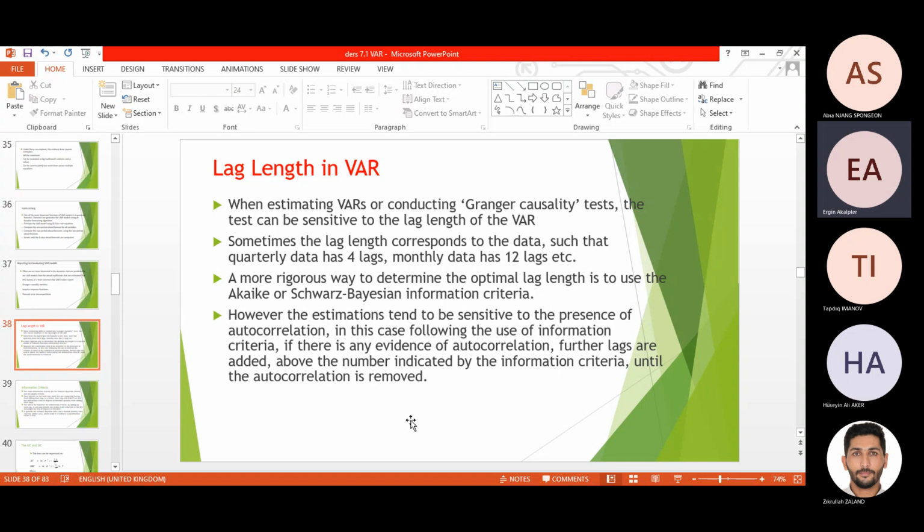In this case, following the use of information criteria, if there is any evidence of autocorrelation, further lags are added above the number indicated by the information criteria until the autocorrelation is removed. Usually you are getting the smallest criteria numbers for the estimated variables, then you prefer to employ these lags for the model, because otherwise you will not be able to perform your model and there will be misleading information.